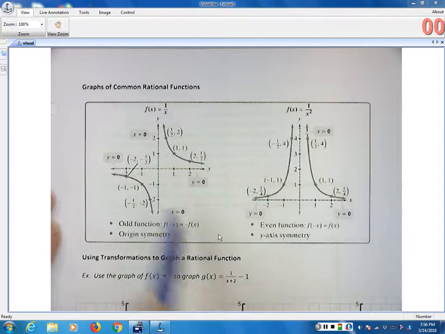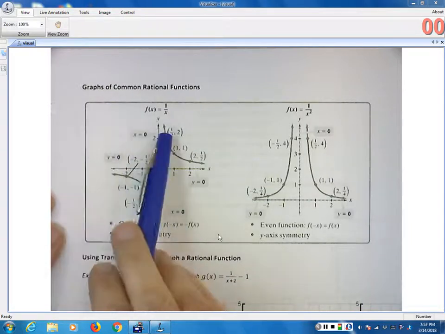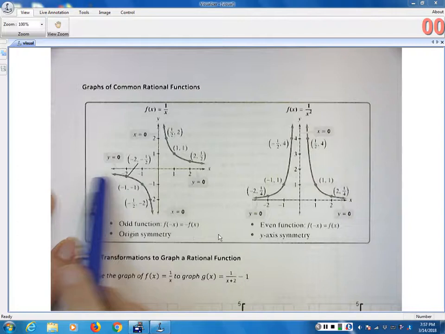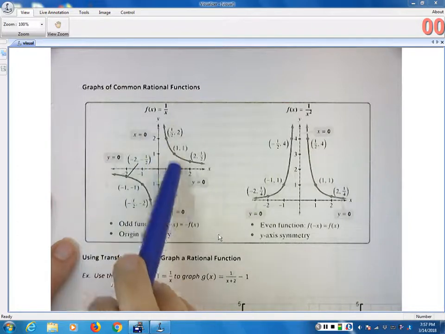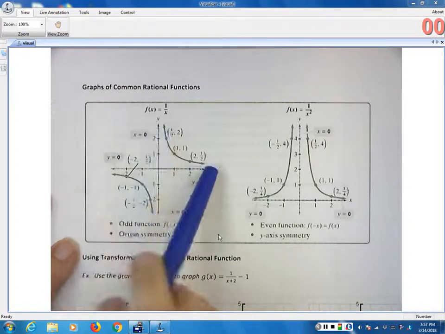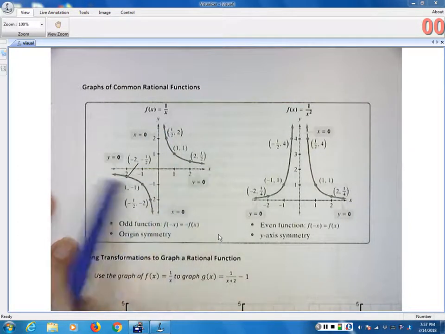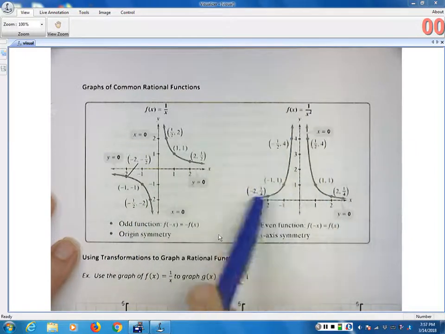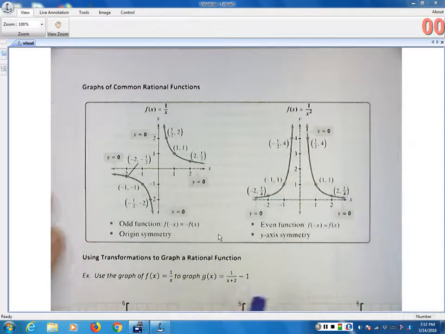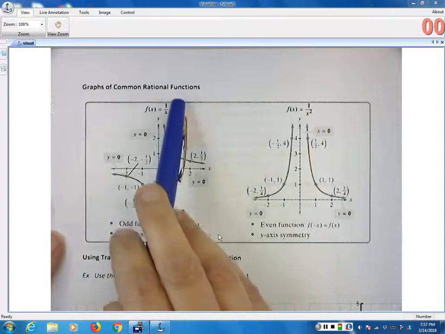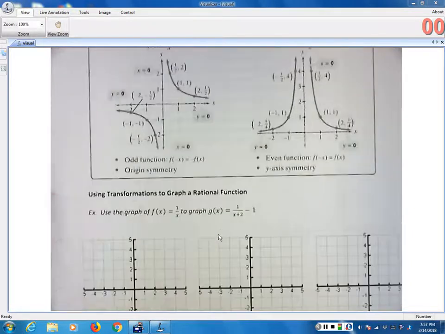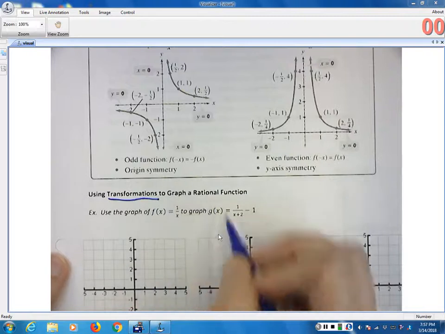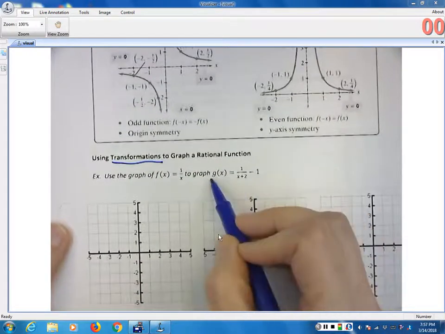But okay, so here are some common graphs of rational functions. This is 1 over x. And if you're going to graph these functions, these are the points you want to use. These are the easy points. Here are some easy points for 1 over x squared. So we're going to use the graph of 1 over x, and we're going to use transformations to graph this function, g of x.